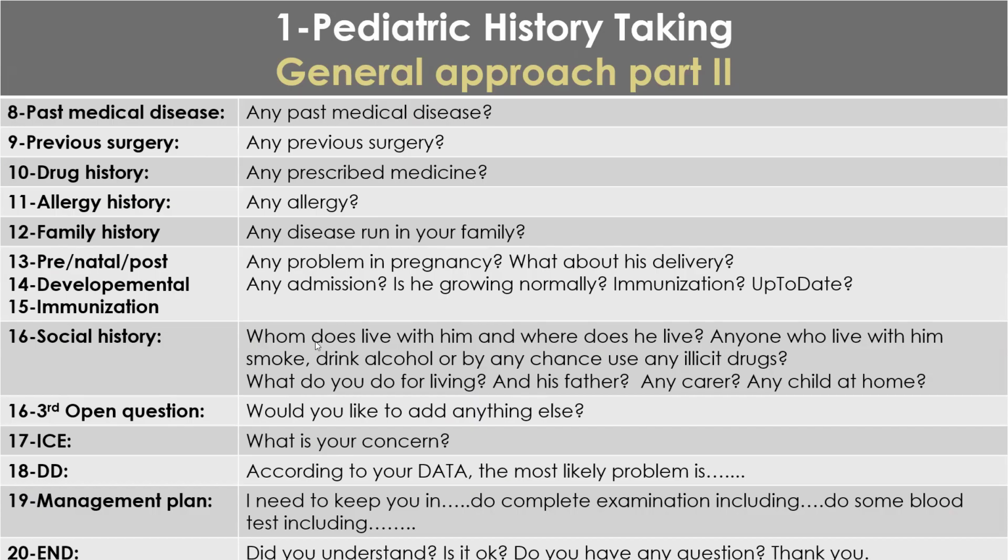Then social history. Whom does he live with and where does he live? Does anyone who lives with him smoke, drink alcohol, or by any chance use any illicit drugs? What do you do for a living? What about his father? Any carer at home? Any child at home? Then would you like to add anything? Then concerns. Then you can tell her the diagnosis. Your mistake, you mentioned the diagnosis very early, or you were about to mention the diagnosis very early.